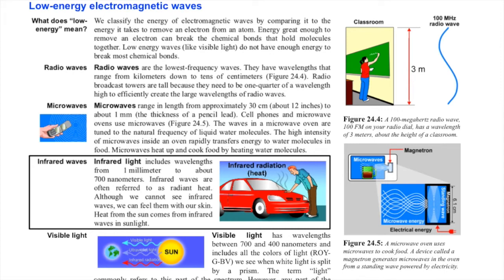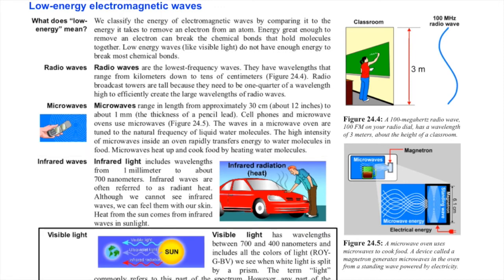Infrared waves. Infrared light includes wavelengths from 1 millimeter to about 700 nanometers. Infrared waves are often referred to as radiant heat. Although we cannot see infrared waves, we can feel them with our skin. Heat from the sun comes from infrared waves in sunlight.